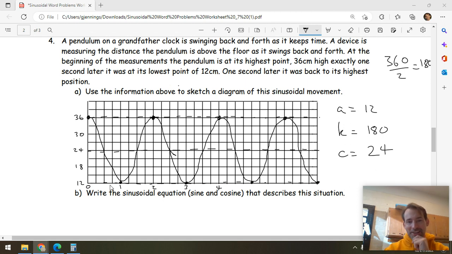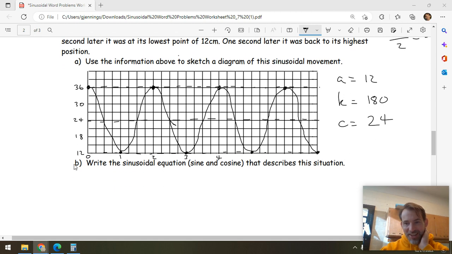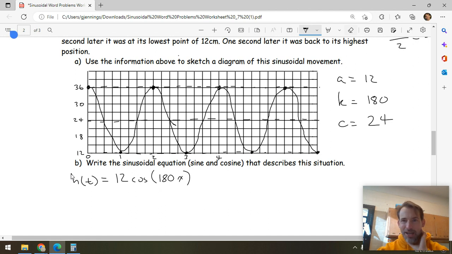All right. Now, cosine has no d transformation. Why? Starting at its maximum. Great. We don't need to phase shift it left or right. Fantastic. So we would have height is a function of time, and it's equal to the amplitude, 12, cosine of 180t plus 24. Oh, sorry, I said x, it's t. Okay, there's cosine.